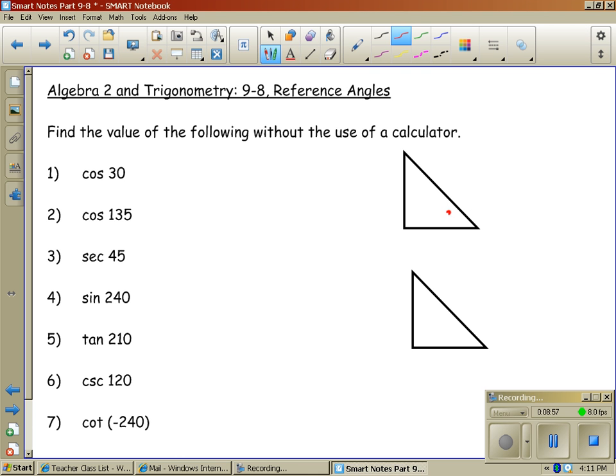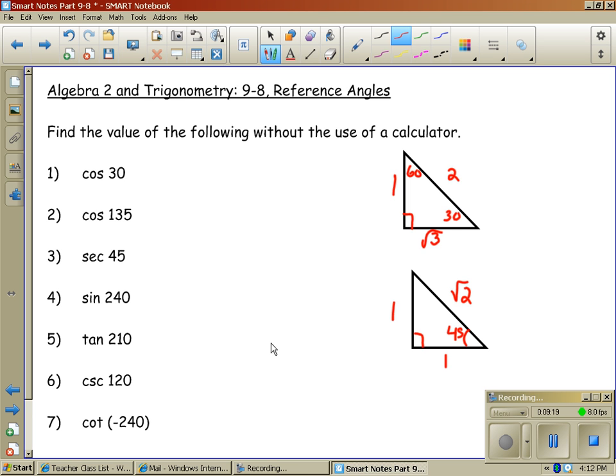So I'm going to call this one my 30, 60, 90. Across from the 30 is 1. Hypotenuse is 2. Square root of 3. This one's my 45, 45, 90. Legs are both 1. Hypotenuse is the square root of 2.